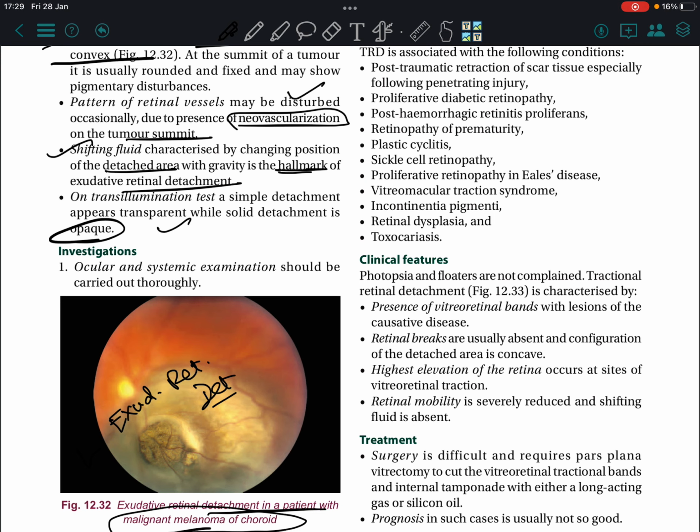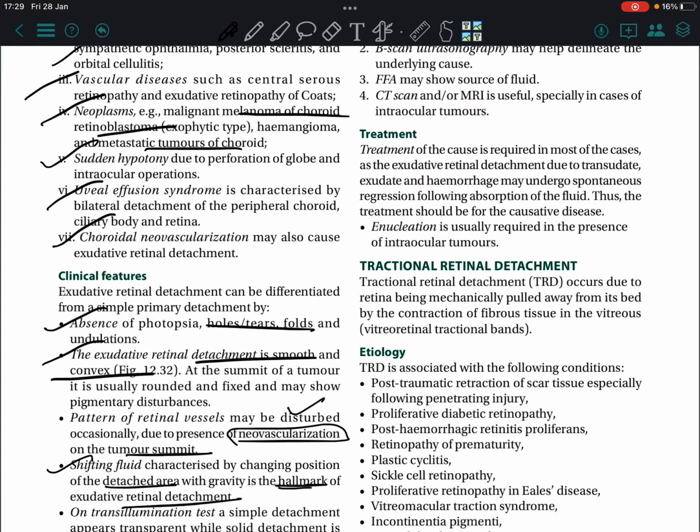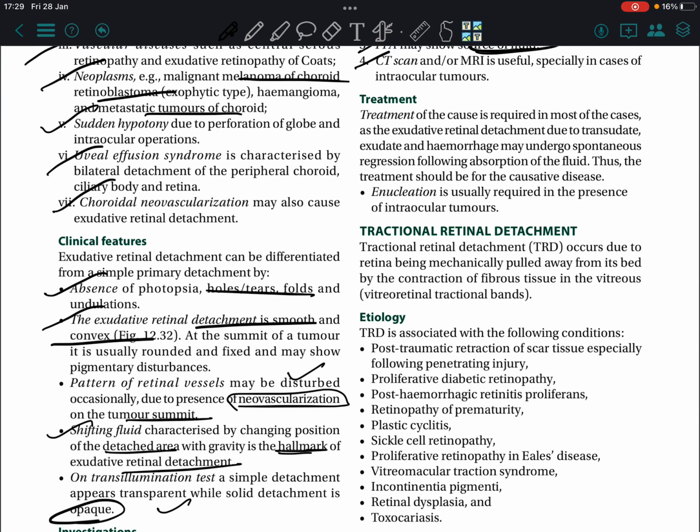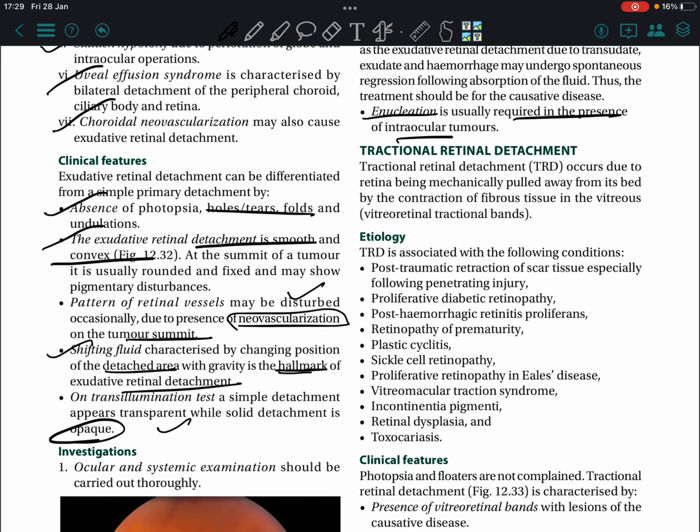In investigation, ocular and systemic examination should be carried out thoroughly. B-scan ultrasonography. FFA may show the source of fluid. CT scan. Treatment of the cause is required in most cases. Enucleation is required in the presence of intraocular tumors.